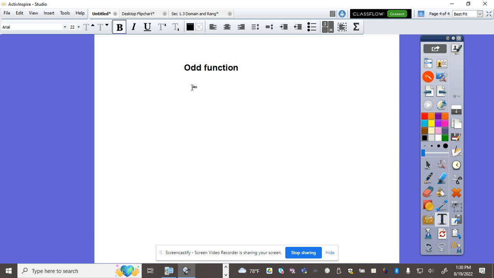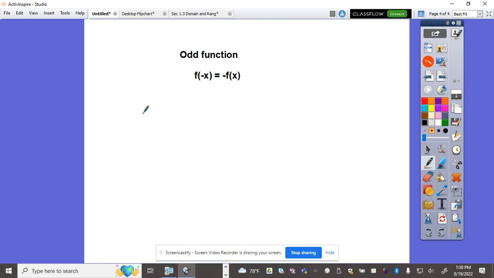An odd function, based on the definition, is one where f of negative x has to be equal to the negative of f of x. All right, so let's try one example. For example, f of x equals x cubed minus 5x. Again, we're going to try f of negative x here because that's what we're looking for to check if this definition will work.